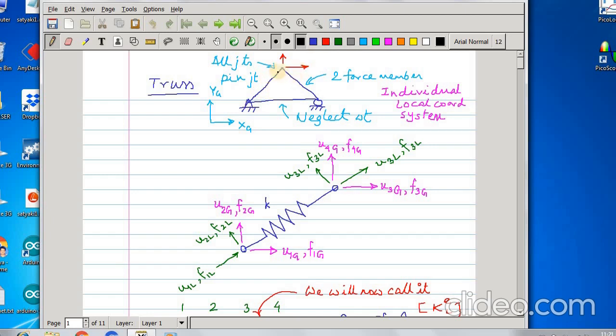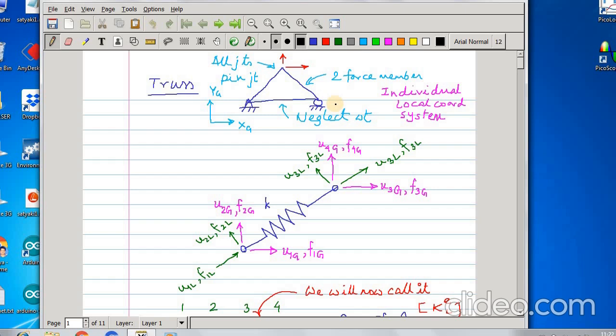So in that case, each member can be considered to be a two force member. And you know from your mechanics class, in a two force member, the forces will be along the line joining the two nodes, either tensile if it is outwards, or compressive if it is inwards. So for this element, it will be either inwards or outwards. If it is outwards, it is tensile, and if it is inwards, it is compressive.